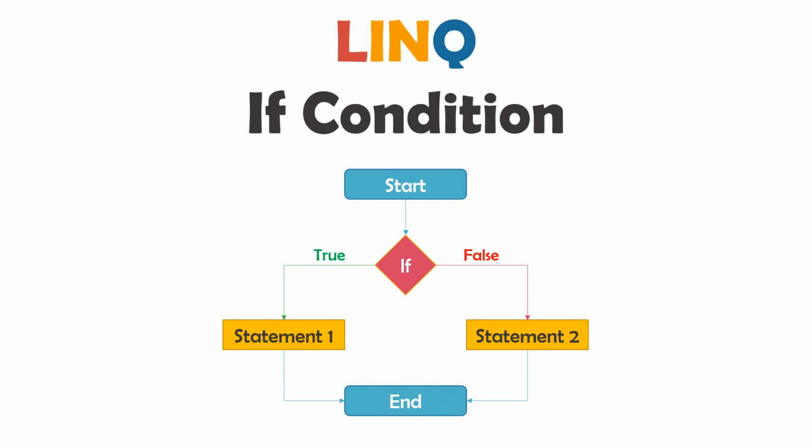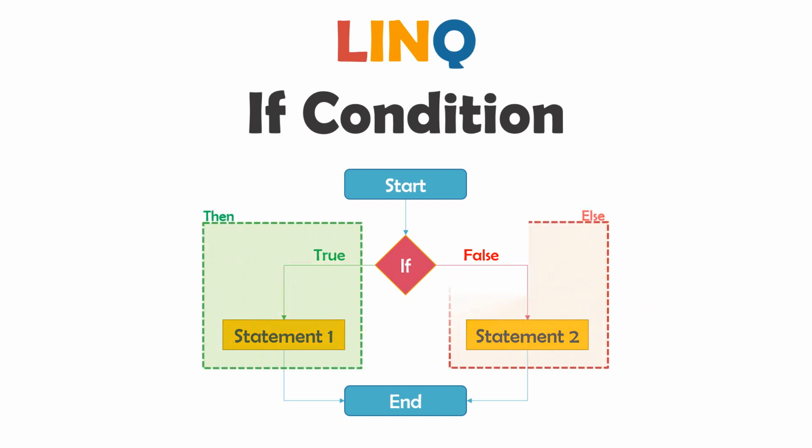You always have two options, true or false. If a condition is true, a statement is executed. If the condition is not true, the other statement is executed. The true path is then. The false path is else.